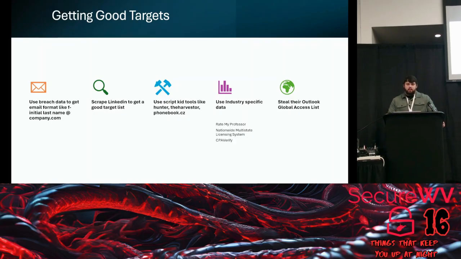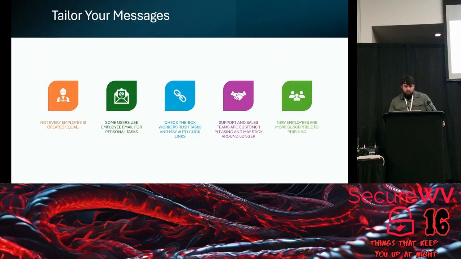You can use industry-specific data as well. If you're sending a phish for an organization, you can collect data from Rate My Professors, or multi-state licensing systems for realtors or salespeople. CPA Verify is a really good one to get emails from accountants or any kind of finance sector. And then if you actually get a good compromise, or if someone were to get initial access, you can just steal the Outlook Global Address List and have a complete email list. Make sure you're tailoring your phishing emails.